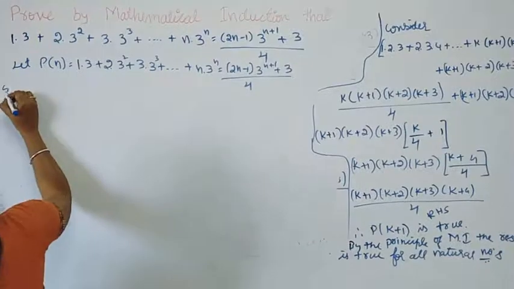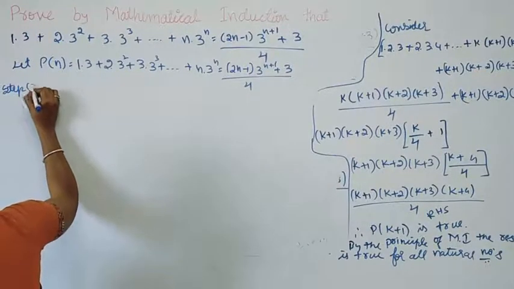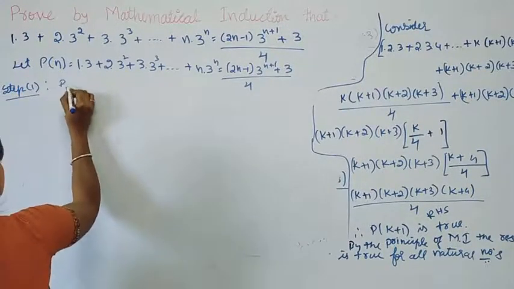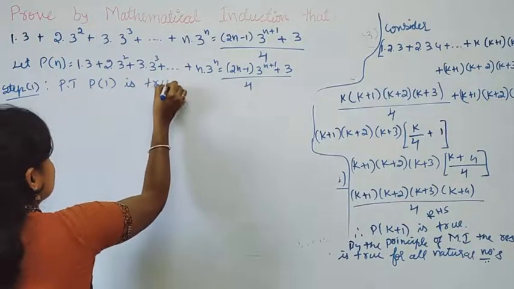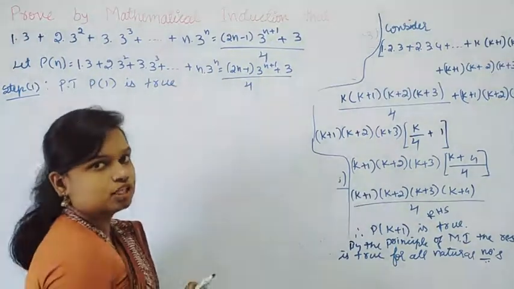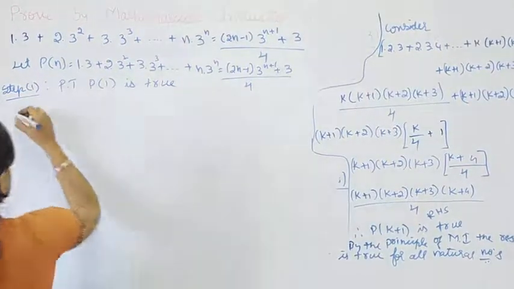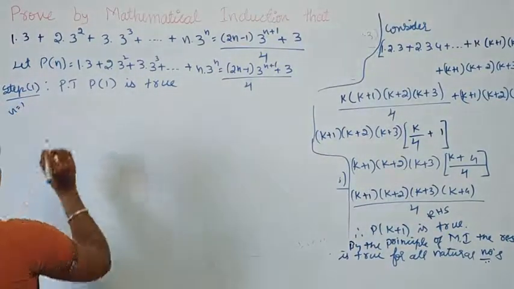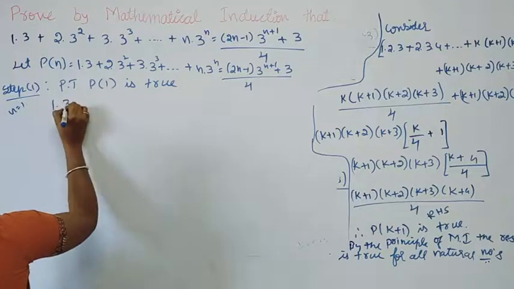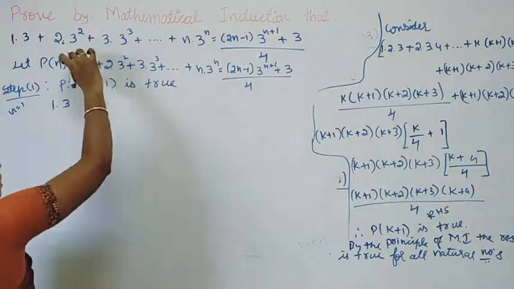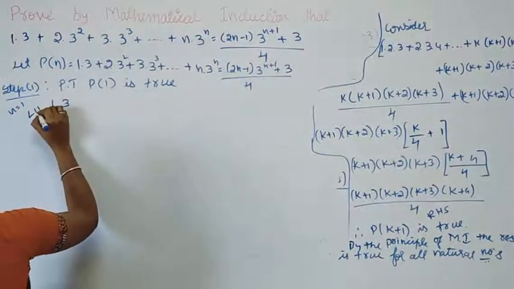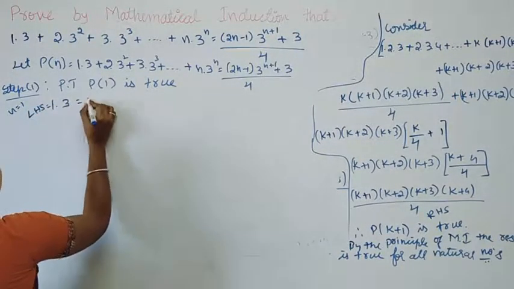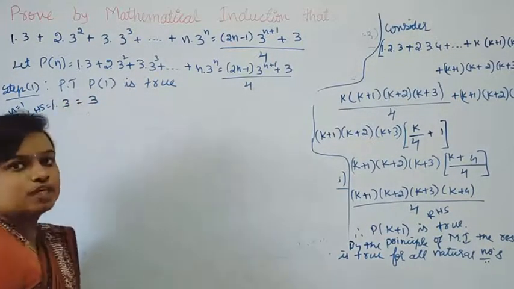Next, step 1. So what is step 1? Prove that P of 1 is true. That is our step 1. N is equal to 1 means it becomes 1 into 3. Consider the first term, that is 1 into 3. 1 3s are 3. So LHS is equal to 1 into 3, 1 3s are 3. LHS becomes 3.